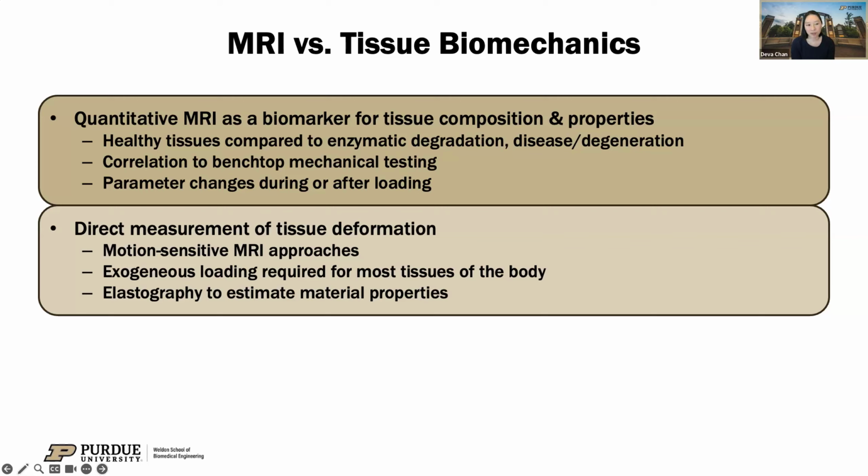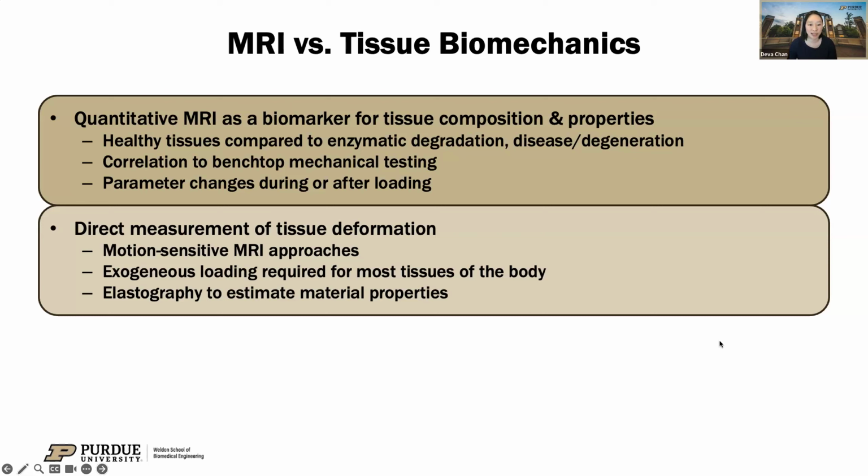Other techniques that are involved with direct tissue deformation almost always are going to involve, unlike the heart, most of the musculoskeletal tissues that I work with, some kind of exogenous loading being required in order to load these tissues. And this will be true whether in an in vivo study or an in vitro or ex vivo study.